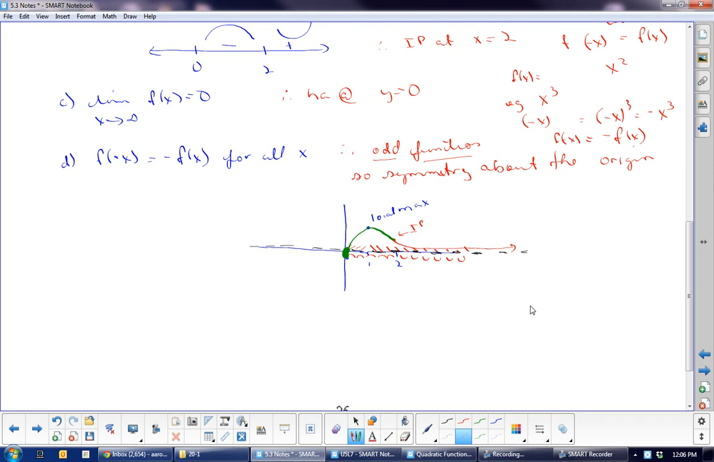Now this is the only thing that we haven't talked about yet, and that is taking it and, okay, so you'd have your inflection point here and local min.